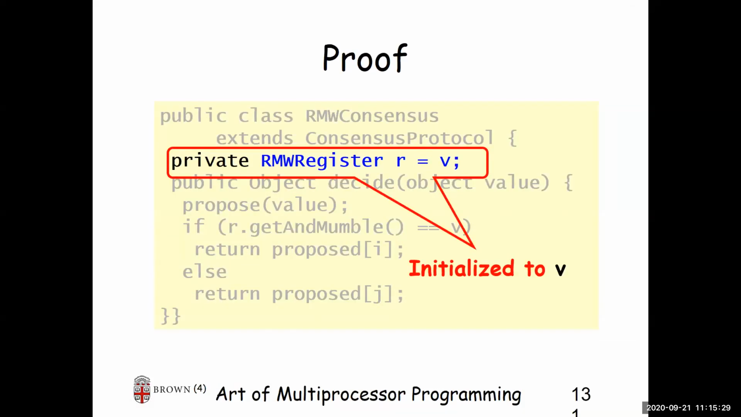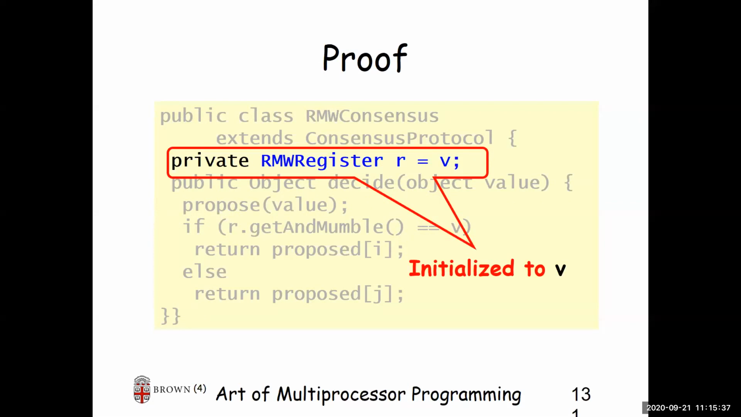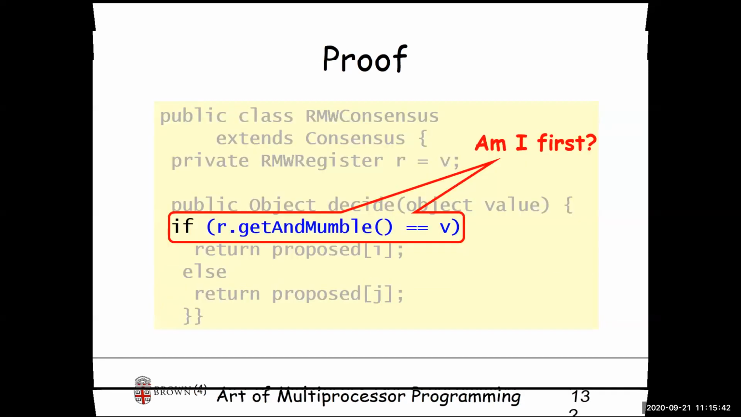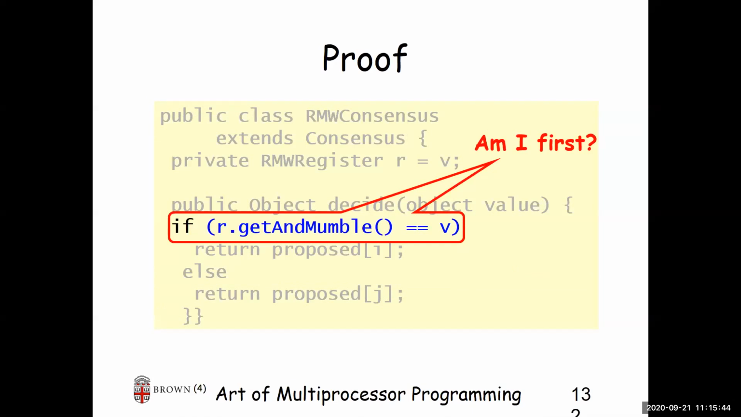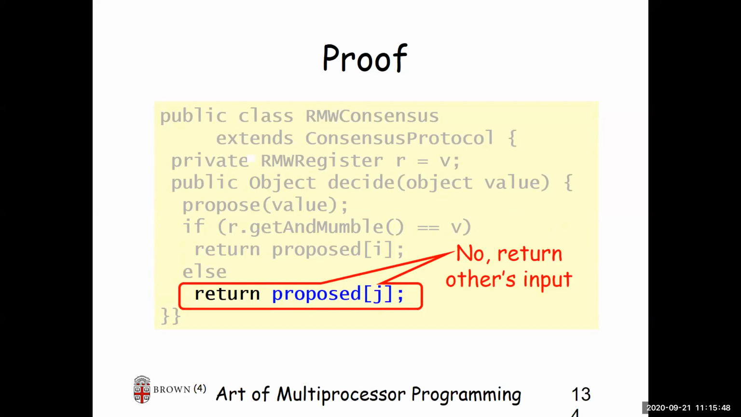Okay, so I always do this. I always talk through the slide and then remember it's animated. But anyway, we initialize it. We initialize our register with v. Okay, and then we call our getInMumble to see if we're first. And then if we are, we return the proposed, and otherwise we return the other one's method.